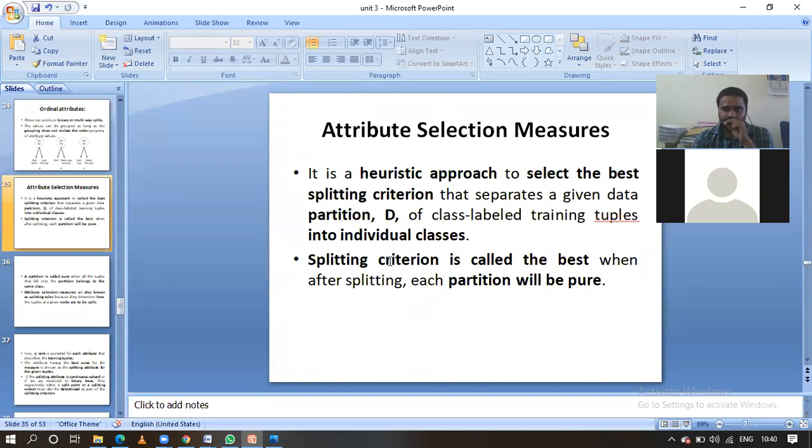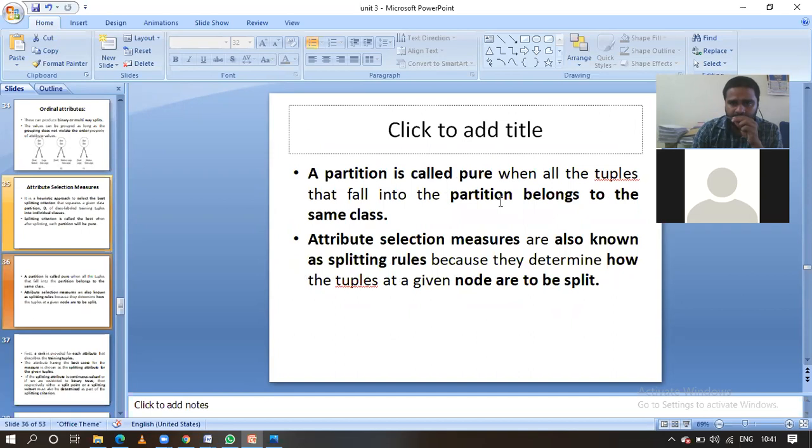When do we say this splitting criteria is best? When the partition is pure. When do we say the partition is pure? When all the partitions belong to the same class. So while dividing the attribute into different sub-branches, when the partitions all belong to the same class, then that is pure.